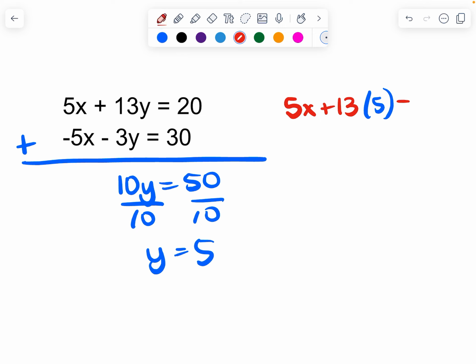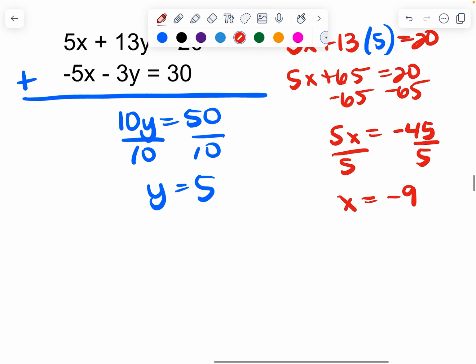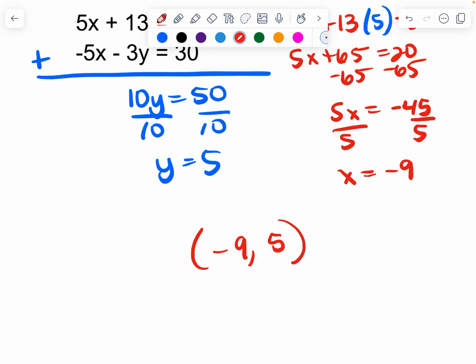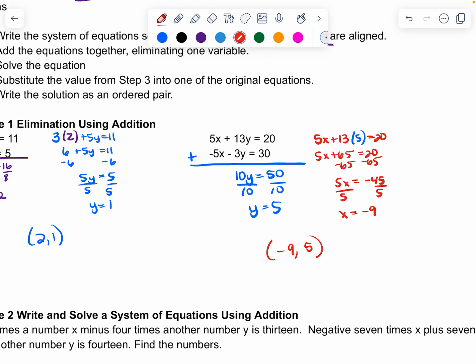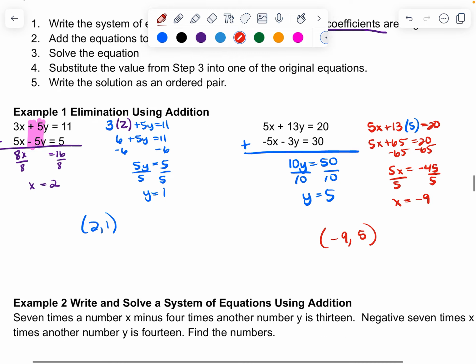So 5x plus 65 equals 20. I'm going to subtract 65 from both sides. Get 5x equals negative 45. Divide by 5. And x equals negative 9. So the solution is negative 9, 5. Now, what does that mean? Means if I was to graph those equations, that's where those lines would run into each other.